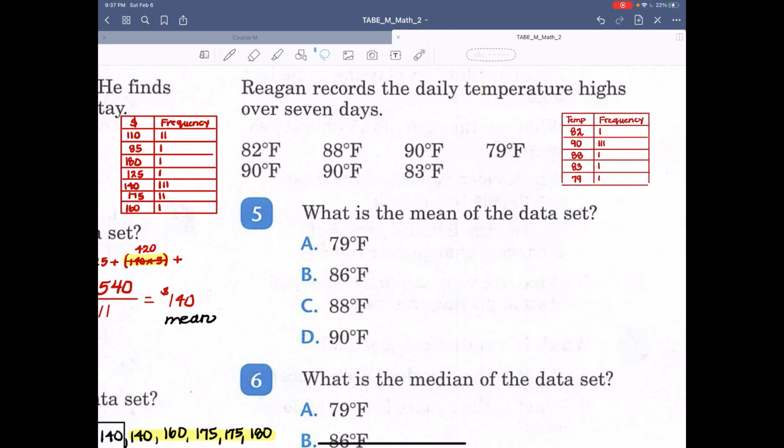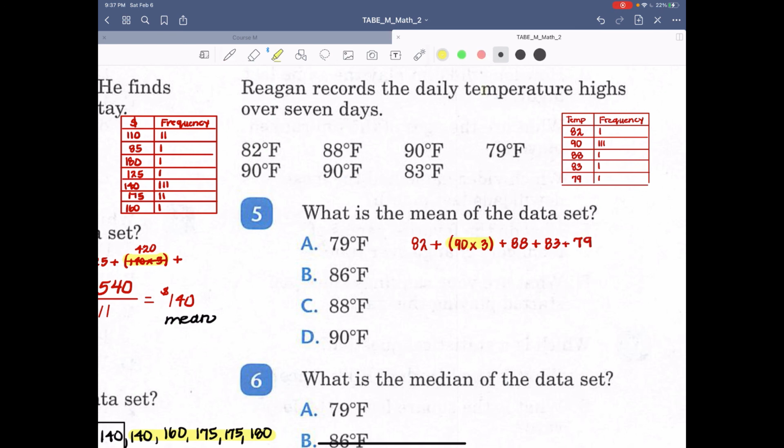All right, to find the mean, use that table that you worked so hard on. You've got an 82 plus 90 times 3 plus an 88, an 83, and a 79.